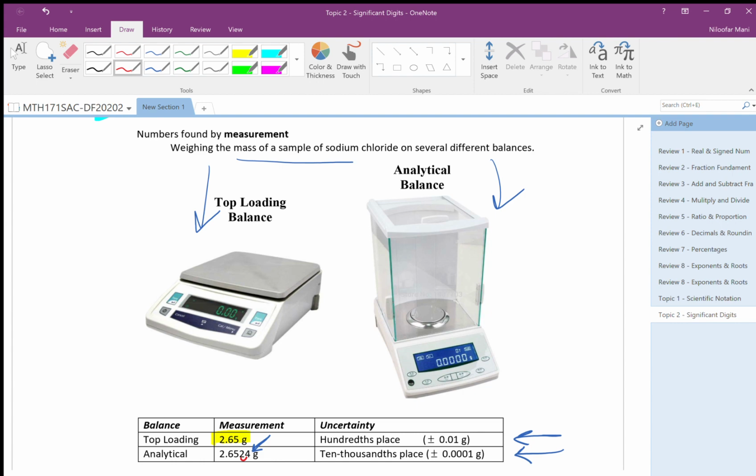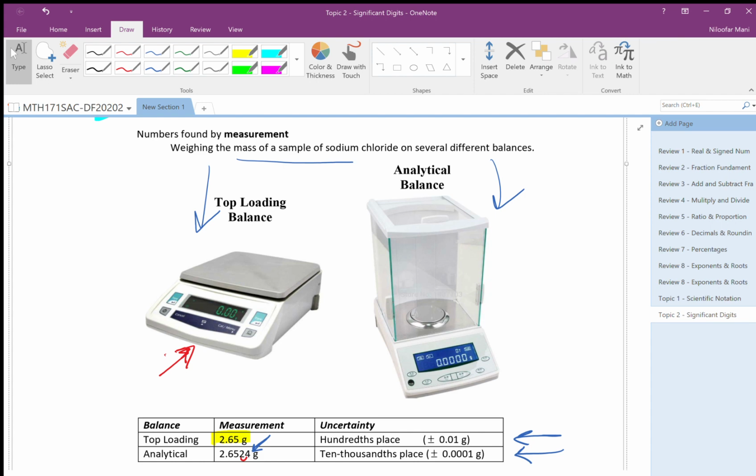Or maybe it's 2.6, I'm talking about this one. Maybe it's 2.645, 2.647, 2.648, 2.649, and it's rounding it. So I'm talking about this digit here, the last digit, which is 5.